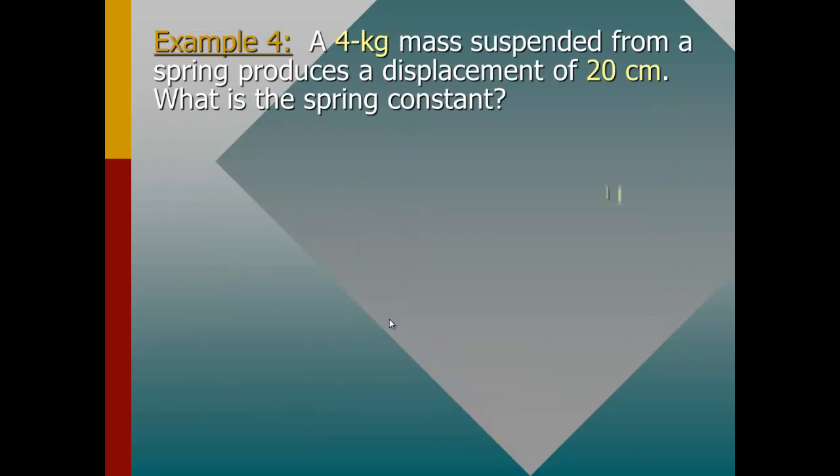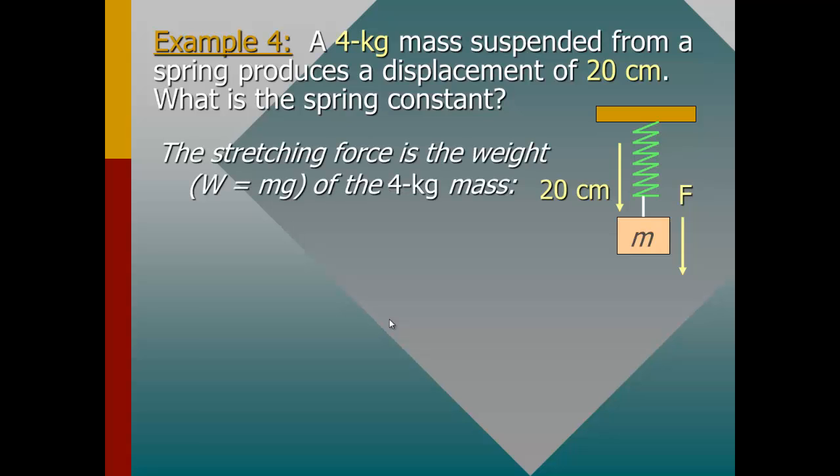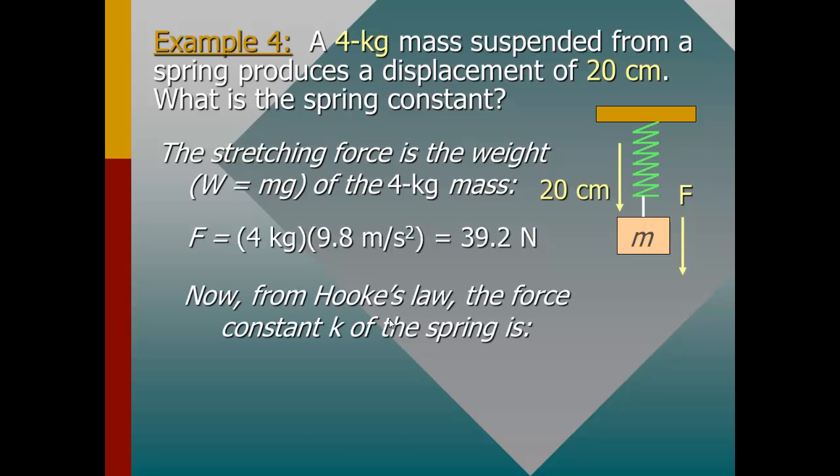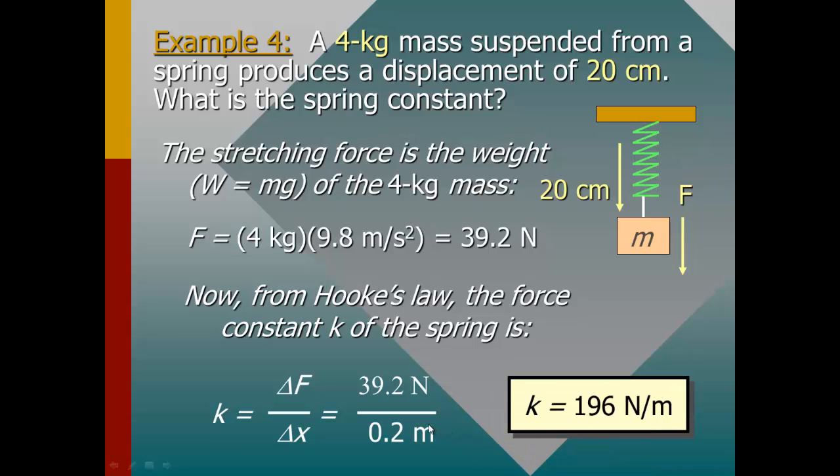A 4 kilogram mass suspended from a spring produces a displacement of 20 centimeters. What is the spring constant? Well, stretching, the force is the weight, so it's going to be that 4 kilogram mass times gravity, which gives us 39.2, so that's our force. And we have our displacement, which we have to convert from 20 centimeters to 0.2 meters. And now we have our spring constant, which is 196 newtons per meter. So read another way, to stretch the spring 1 meter, it would take 196 newtons.